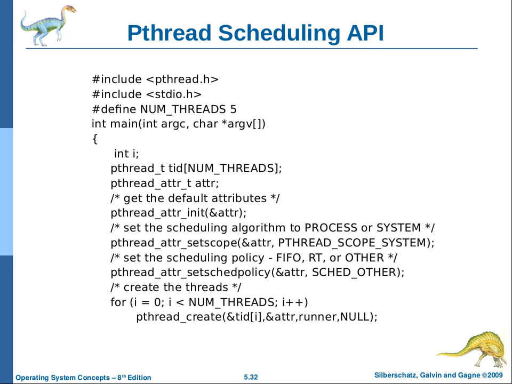Which ones have we talked about? Okay, I'll start you off. We have round robin. What else do we have? Shortest job first. First come, first serve. One last one. Priority. Priority, yep.